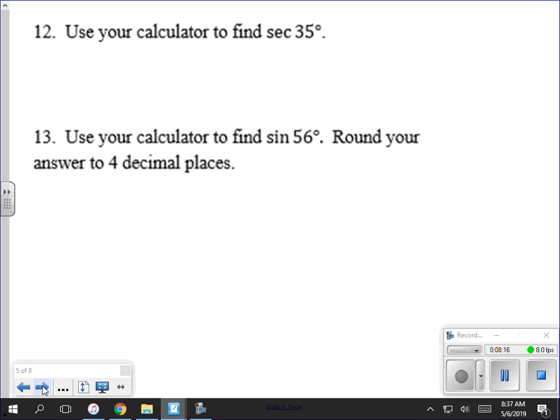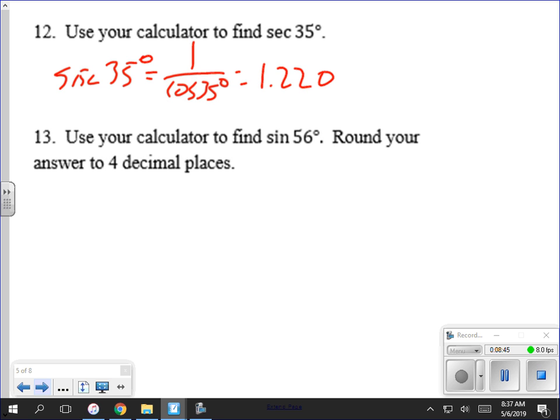Okay, use your calculator to find the secant of 35. The secant, once again, is 1 over the cosine. So the secant of 35 degrees is 1 over the cosine of 35 degrees. That's how you have to type it in your calculator. 1 divided by cosine of 35, and you get 1.2207 or 08.